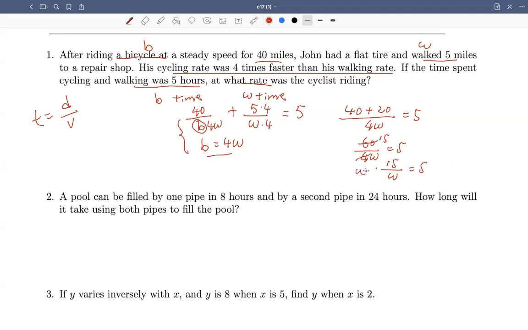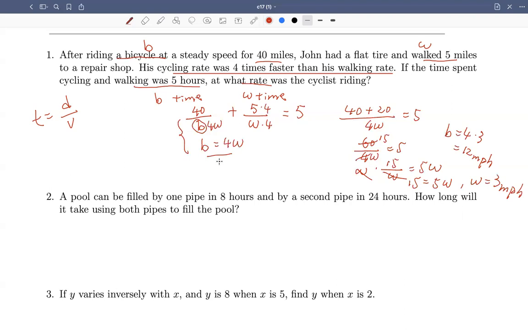We multiply W on both sides. This W cancels this W, so we get 15 equals 5W. So we divide by 5 on both sides, W equals 3. So his walking speed is 3 miles per hour. And his bicycling speed is 4 times his walking speed. So that's equal to 12 miles per hour.